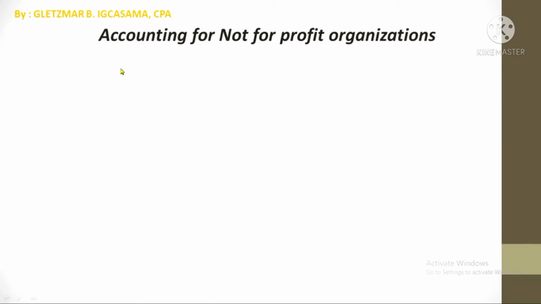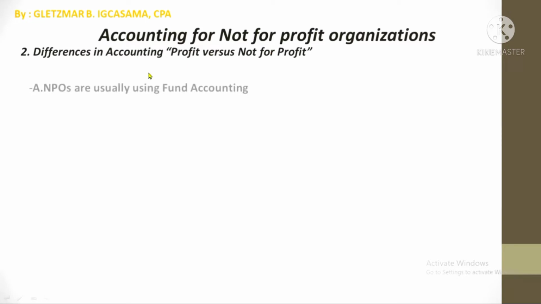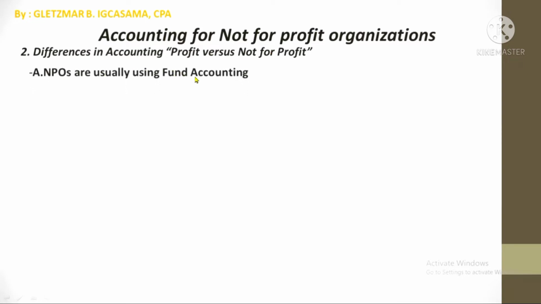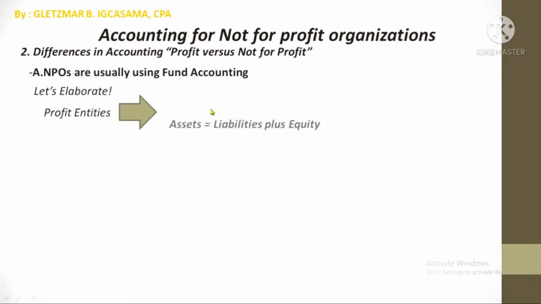Again, we are now in the differences between profit accounting and not-for-profit accounting. It's a fact that NPOs usually use fund accounting. To illustrate what I mean, let's first start with the profit entities. As I am assuming, you already know that business organizations look like this. Assets equals liabilities plus equity, right?